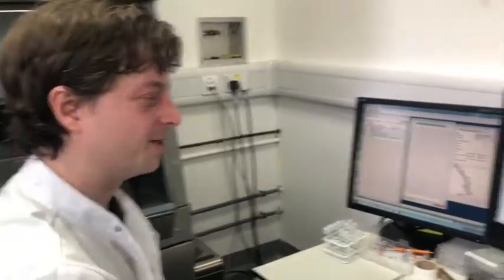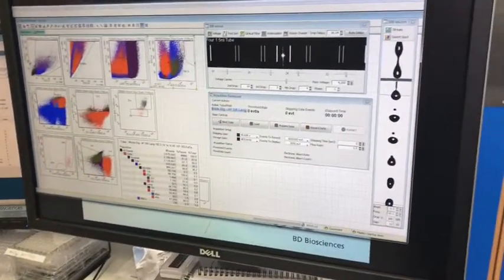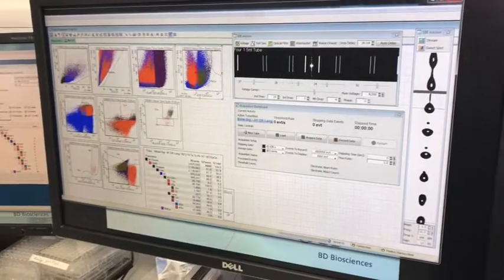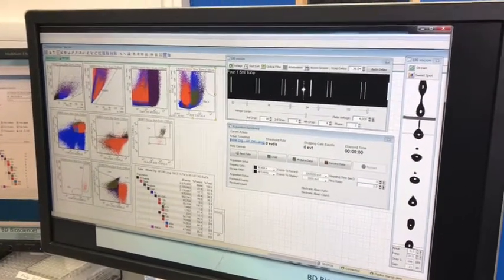So this is the actual FACS Fusion cytometer which was funded by Bright Red, and this is what we're going to use to sort the different cell types from the patient samples. So if we just look at the screen, we can see examples of the data that we get from the samples. Each of these dots on these plots is a single cell going through the cytometer.